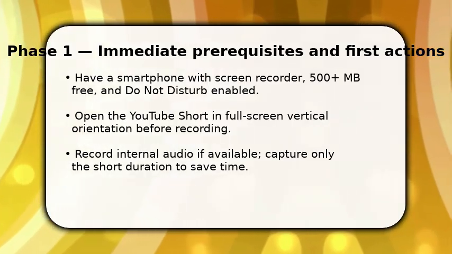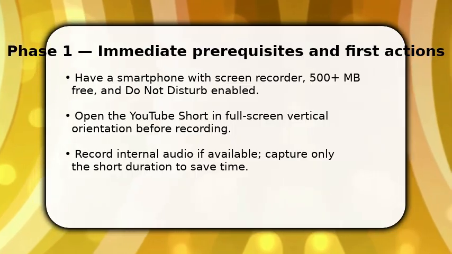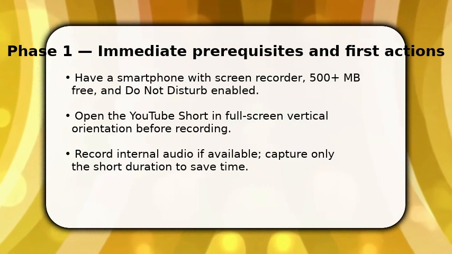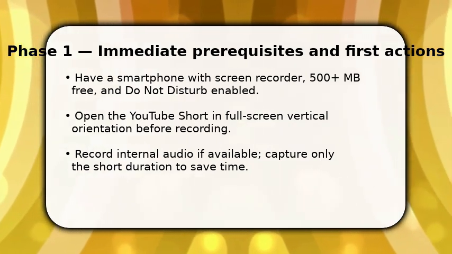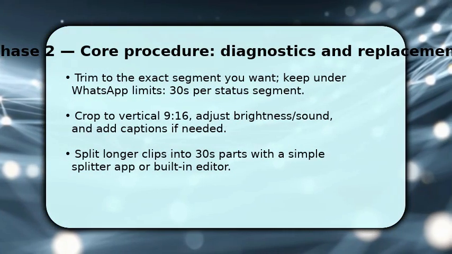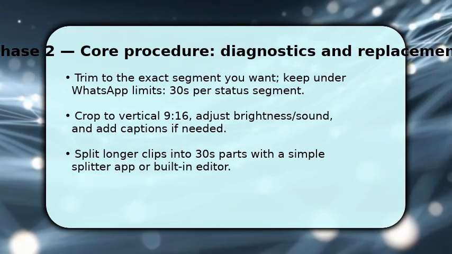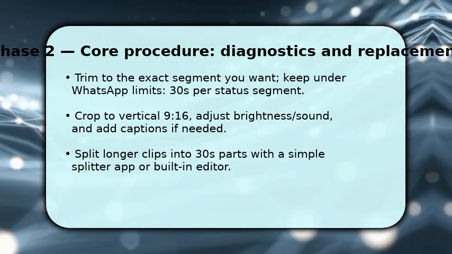You're recording because WhatsApp status doesn't embed YouTube. You need a local vertical video file to upload. Once you have the raw recording, open your gallery or editor and trim the clip to the exact moment you want. Make sure the visible frame is vertical, 9:16 ratio, so it fills WhatsApp status area.